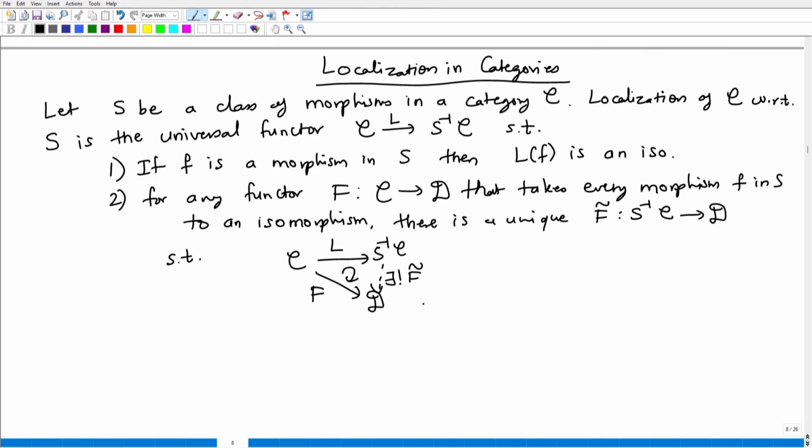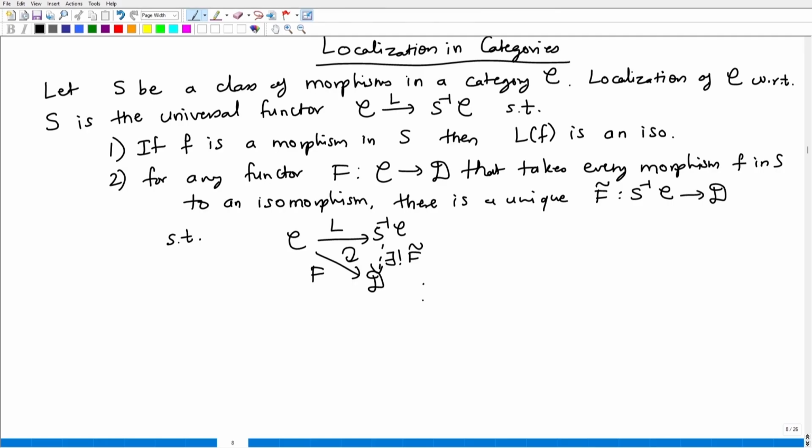So what did we start with? We started with a collection of morphisms which we want to invert. Now let us look at one particular example, then you will understand that there are ramifications of this. It's not automatic.